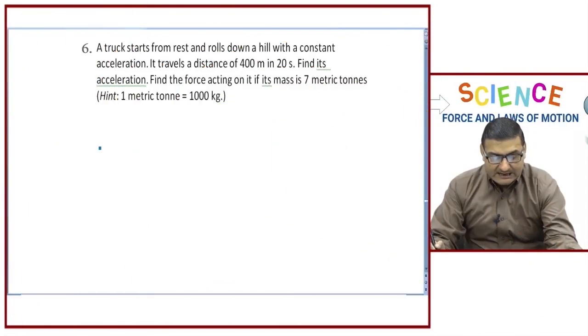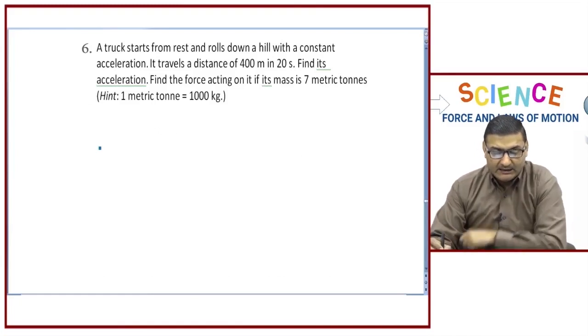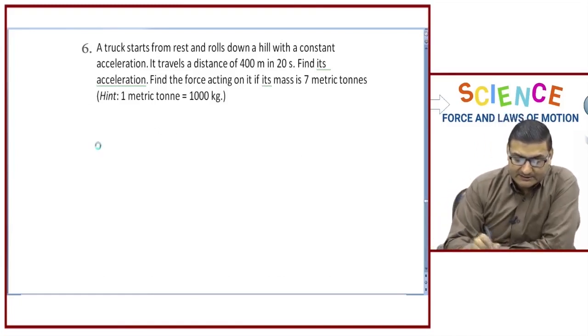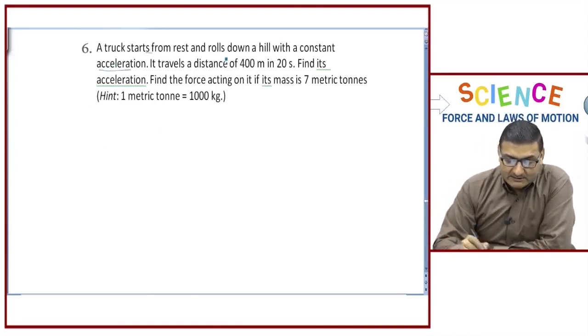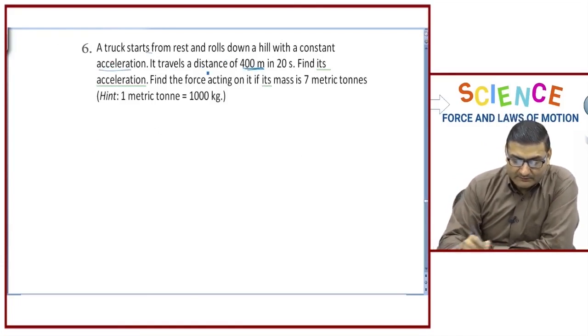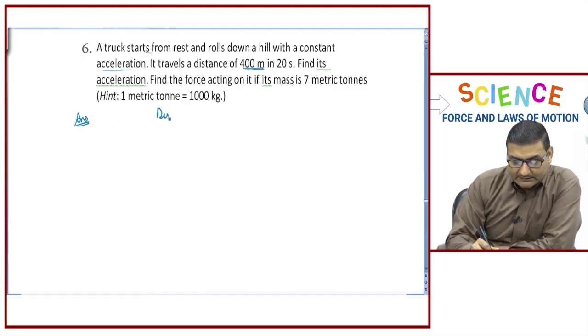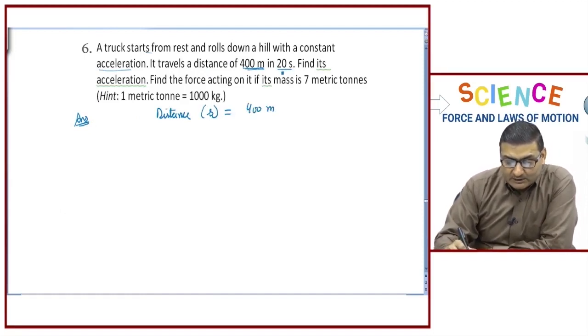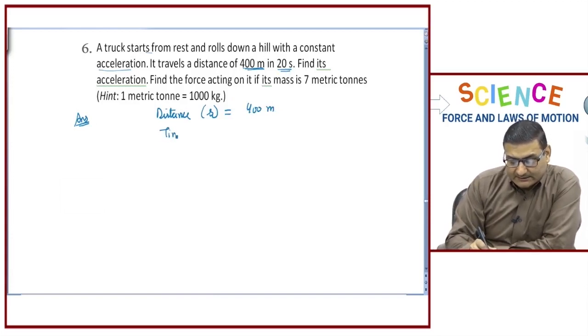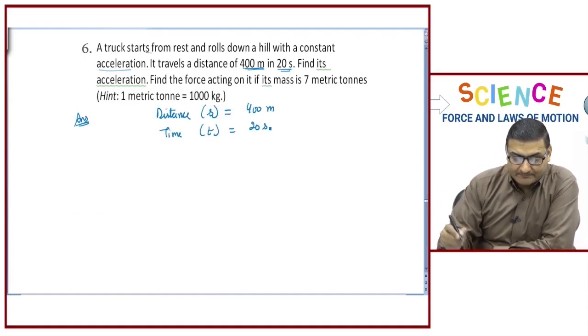A truck starts from rest and rolls down a hill with a constant acceleration. It travels a distance of 400 meters. Side by side, let us see what exactly is given to us. The distance traveled by the truck, represented by small s, is given to be 400 meters in 20 seconds. The time is given to us to be 20 seconds.